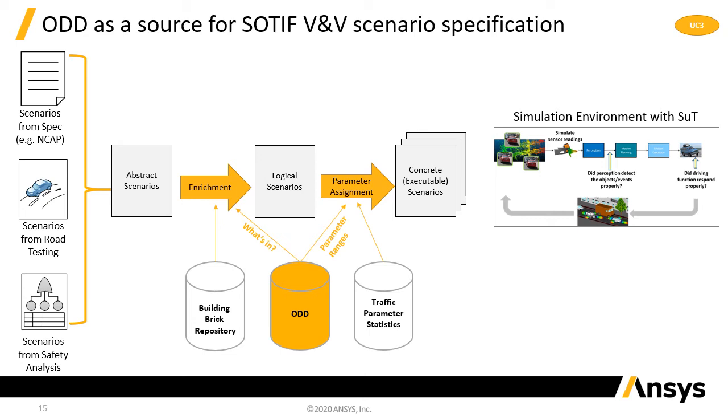Whatever. And also here for the parameter ranges, the ODD is important because from the ODD definition, I learn what is the typical speed range of my ego vehicle, but also other vehicles. What are the typical lane widths? What are the typical distances between vehicles here? And so this helps to define the min and max ranges that then are filled with statistical data here.